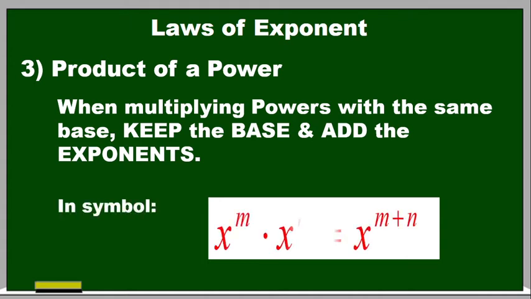In symbol, we have x raised to m multiplied by x raised to n. So the bases are the same. What are you going to do with the exponents? You are going to get the sum, or you add, x raised to m plus n. You always keep your base.